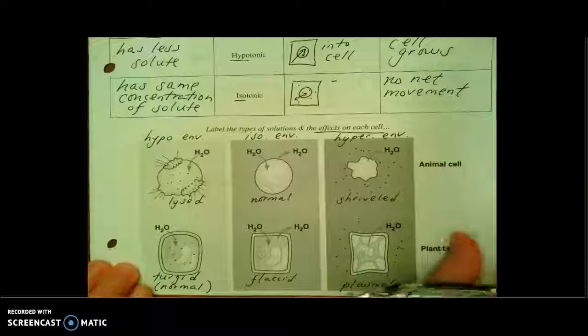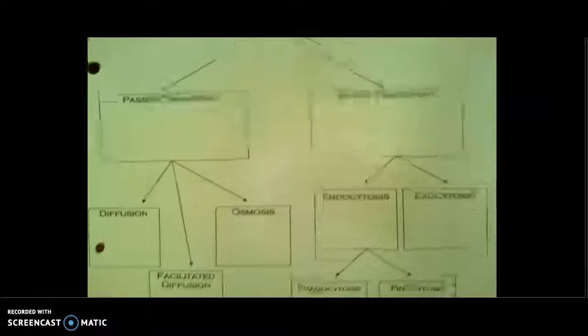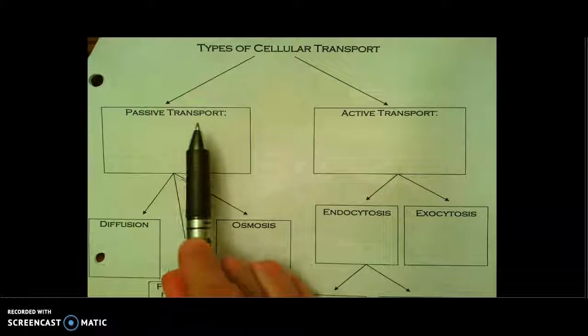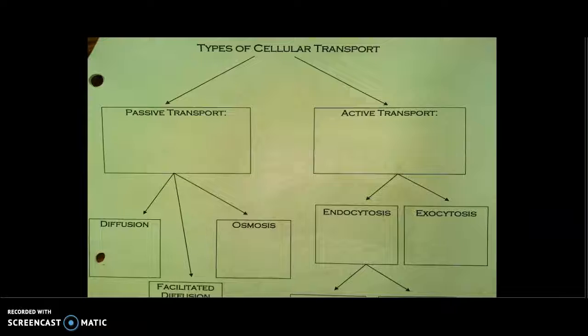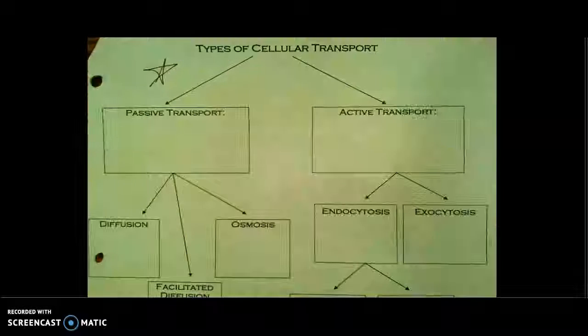Your next job is to go ahead and tackle this flow chart. But notice that today we only covered the passive transport side of things. So I want you to go ahead and complete this left-hand side of the flow chart today. And you've got one other activity that you're going to work on.